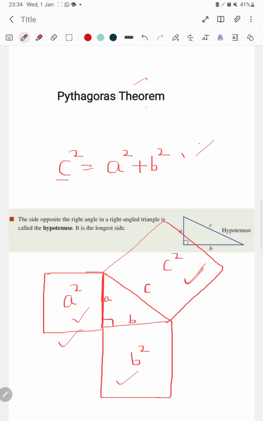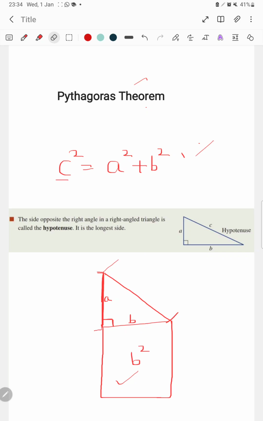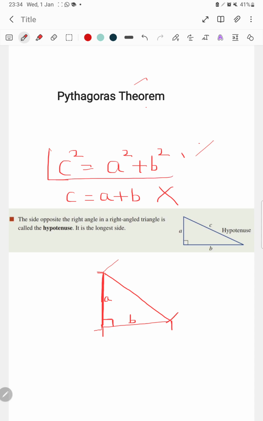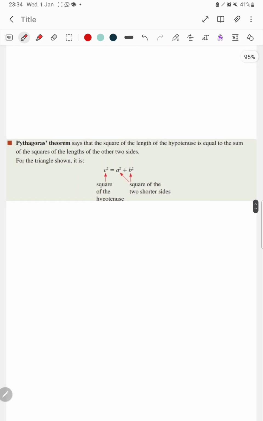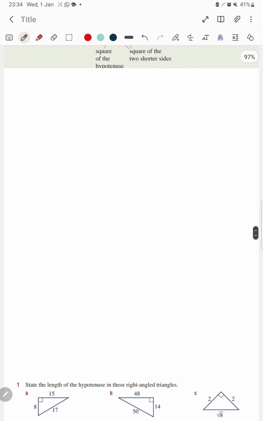But when we draw a right angle triangle, we will not be given these squares, we will only be given these sides. So you need to understand, we have to consider the squares, not just C is equal to A plus B. This is not Pythagoras theorem, and this is not correct. So the actual statement is the hypotenuse square is equal to the sum of the squares of the two other sides. Okay, now let's do some examples. So this is the statement of Pythagoras theorem given over here.